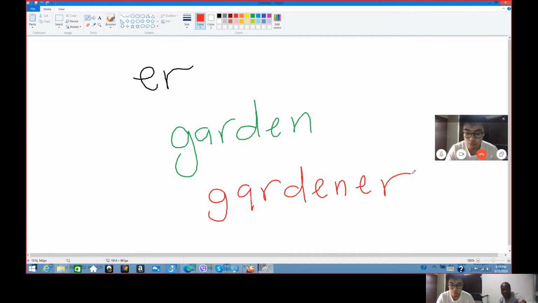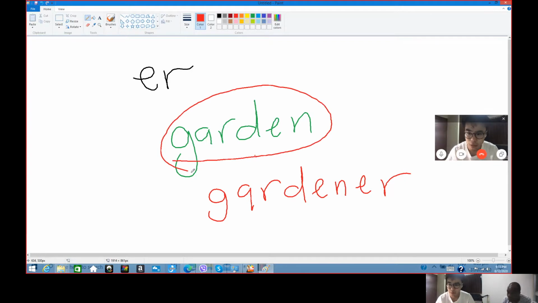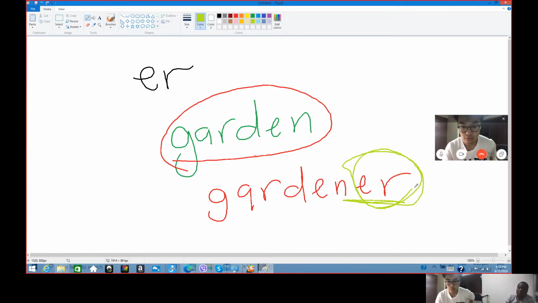So you see that there's a difference. I have gardener and garden. So this garden is a base, we call it base or root word. And I added the ER. So the ER changes garden as a place to a person. So gardener is a person. So we call this one derivational morpheme. We are still talking about morpheme, or derivational affixes.